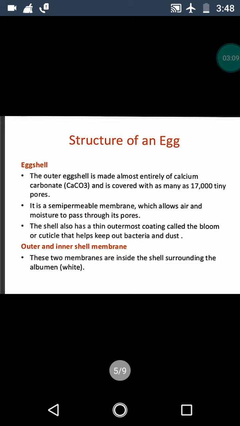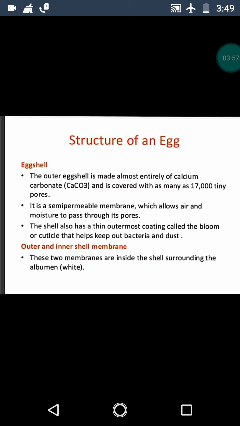First of all, we will see the eggshell. The eggshell is the outer hard covering of the egg. It is made up of calcium carbonate, and the outer covering contains 17,000 tiny pores. It helps the respiration or exchange of gases between inside and outside of the egg. It is a semi-permeable membrane which allows air and moisture to pass through its pores. The shell also has a thin outermost coating called the bloom or the cuticle that helps keep out bacteria and dust.